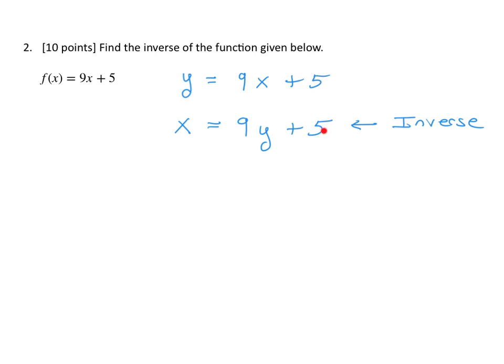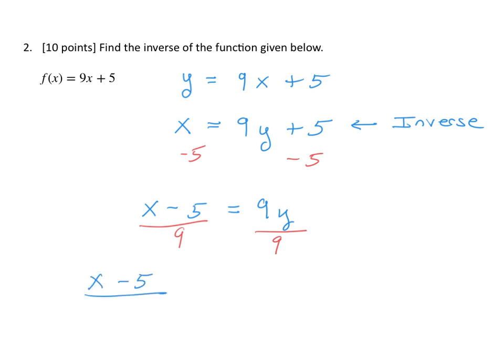It's a two-step process. I'm first going to subtract 5 from both sides. On the left, we have x minus 5 is equal to 9y. To solve for y, I'm going to divide both sides by 9. And I get (x minus 5) over 9 is equal to y. This is the inverse function of this equation here.